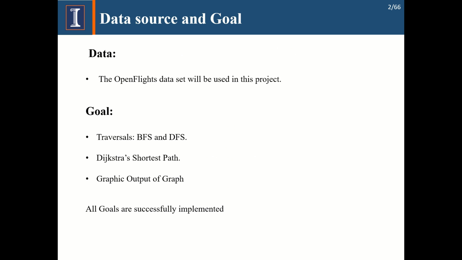Our data is from a website called openfly.org. There are mainly three parts of our project. The first of all are the traversals, both breadth first search and depth first search. The second part is Dijkstra's shortest path. And the third part is a graphic output of the graph.